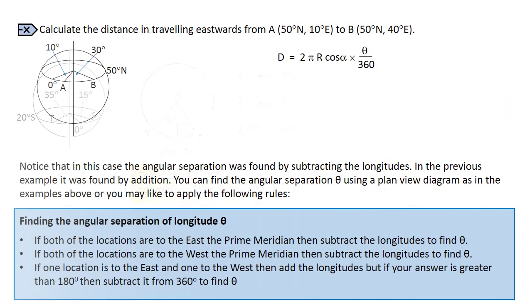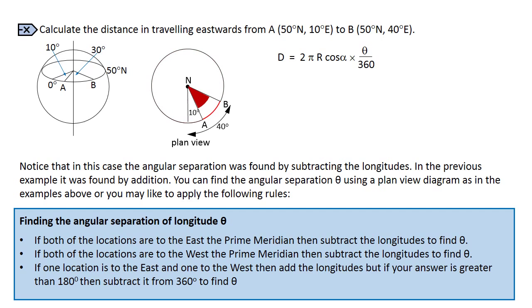In the second worked example, both places are on the 50 degree north line of latitude, but one is 10 degrees east and the other 40 degrees east of the prime meridian. Our plan view shows the places and the angle subtended by the travel in red. In this case, the angle is found by subtracting the longitudes. 40 degrees minus 10 degrees equals 30 degrees. So we substitute theta equals 30 degrees and alpha, the latitude of travel, 50 degrees, into the formula and solve.